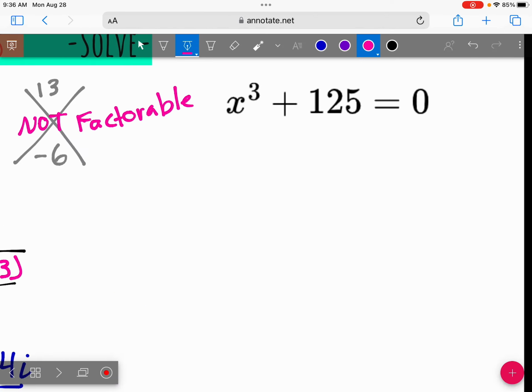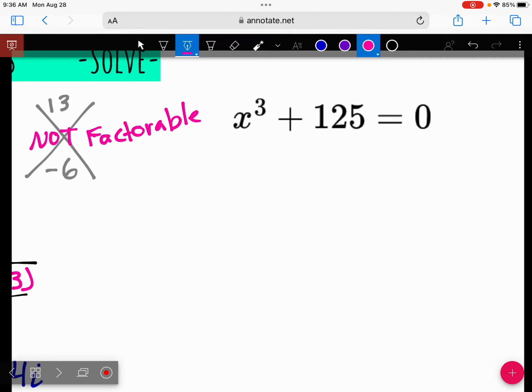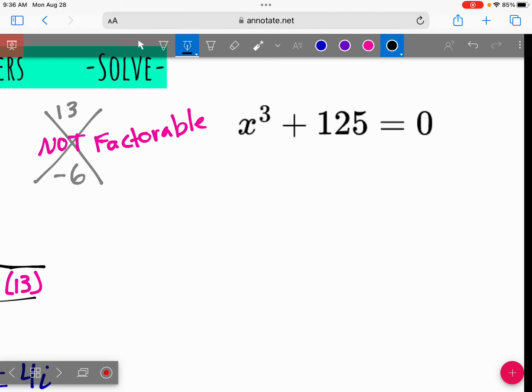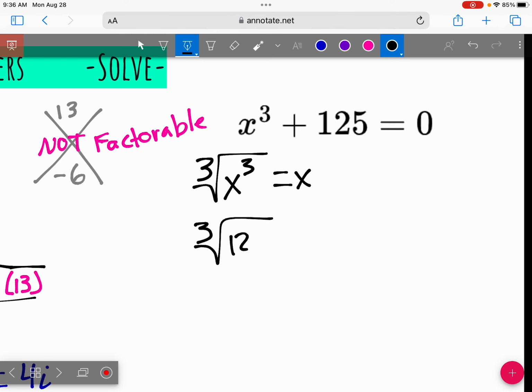So here we have a sum of cubes. This is when we think about our special pattern for the cubes, SOAP. So we gotta clean it up. Same, opposite, always positive for the signs. So we think about our cube root of each piece. Cube root of x cubed is what? X. Cube root of 125, 5.